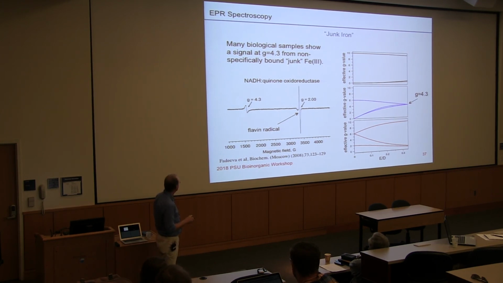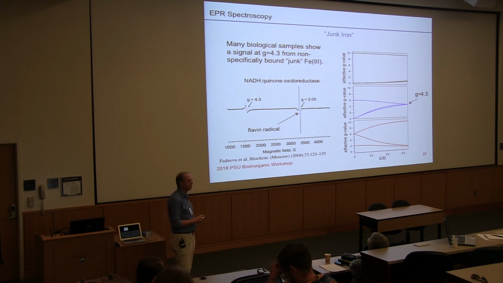They ran this EPR spectrum, and what they see is this nice peak at g equals 2. Flavin being an organic radical, you would expect a sharp peak at g equals 2 with not much shift of its g values. So that all makes sense. But they also see a peak down here at g equals 4.3. And if you look carefully, there's something a little bit broader underneath this sharp peak as well.